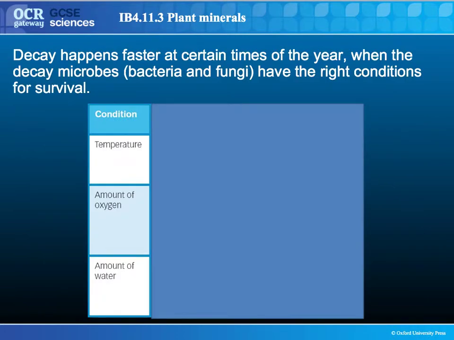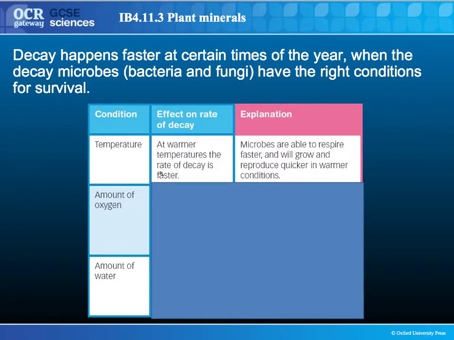Now, although decay happens at all times of the year, at certain times of the year it will happen faster. This is when conditions for bacteria and fungi are optimum for their survival. So the main conditions that you need to look at when it comes to bacteria and fungi are the temperature, the amount of oxygen, and the amount of water.